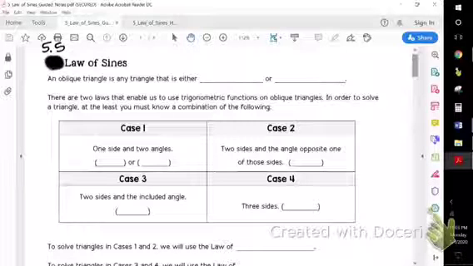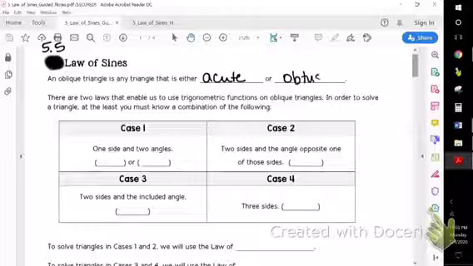So in 5.5, we're going to talk about the law of sines. The law of sines applies to oblique triangles. An oblique triangle is any triangle that is either acute or obtuse, so we can have an acute triangle or an obtuse triangle. Another way to say it is that an oblique triangle is any triangle that is not a right triangle.